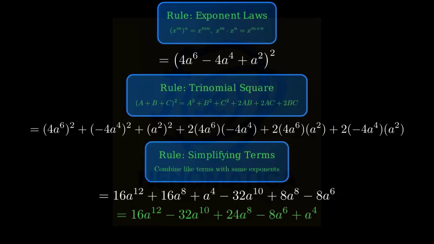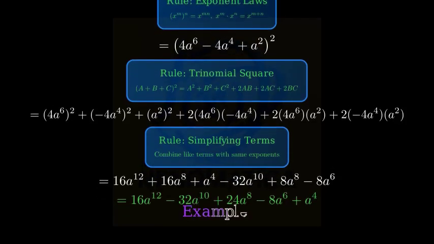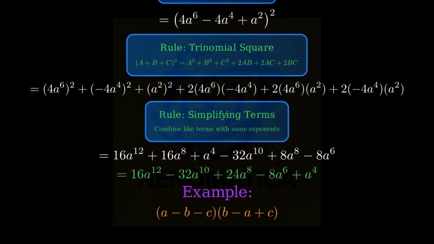Therefore, our final expansion of the quantity 2a cubed minus a, all raised to the 4th power, is 16a to the 12th minus 32a to the 10th plus 24a to the 8th minus 8a to the 6th plus a to the 4th. Now, let's move on to our second problem, the product of two binomials, a minus b minus c times b minus a plus c.